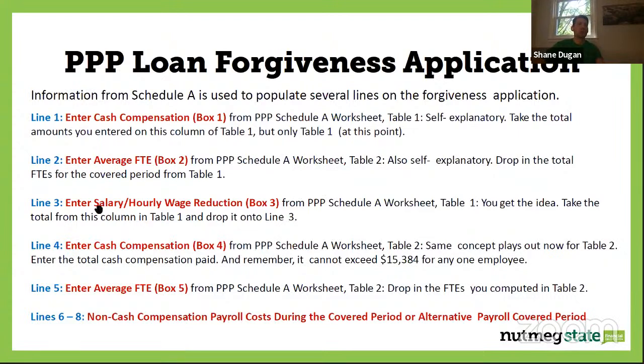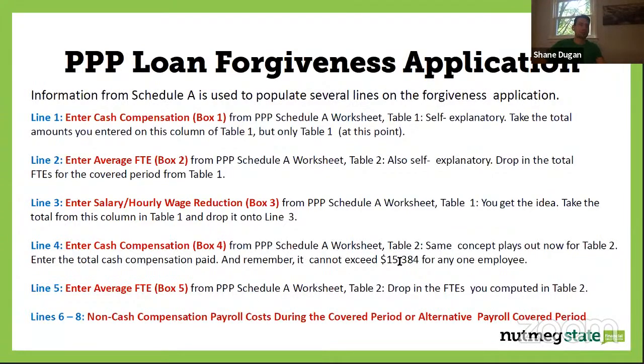All right. So line 3 has to do with the hourly wage reduction box. Again, that's the box all the way to the right on table 1. So you're going to tally up all that information. If there is any sort of wage reduction, then that's going to go there, and you're going to drop that into line 3 of page 6, the Schedule A.